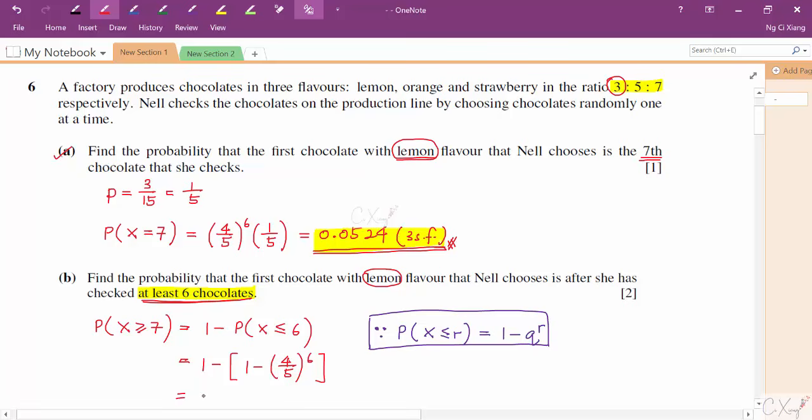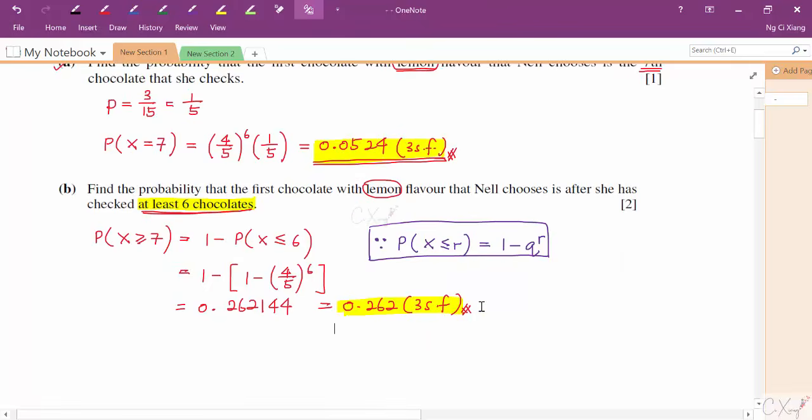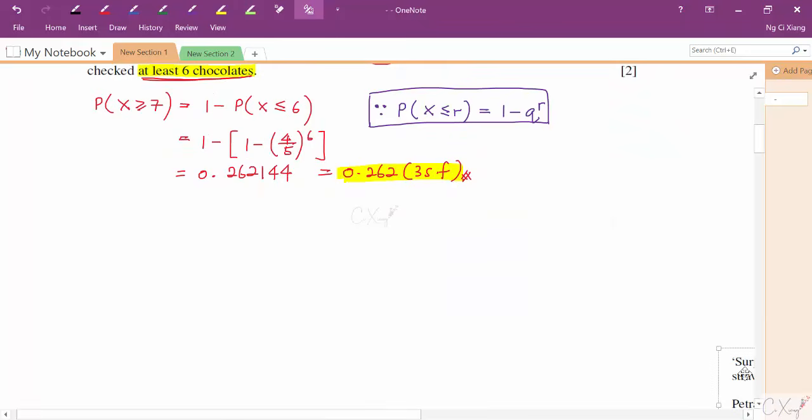Generally you should get 0.262144, and of course I want to change it to 3 significant figures, which is 0.262. So this is how we solve part B. Okay, so let's proceed further to part C.